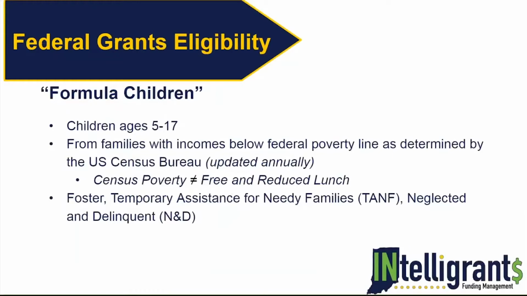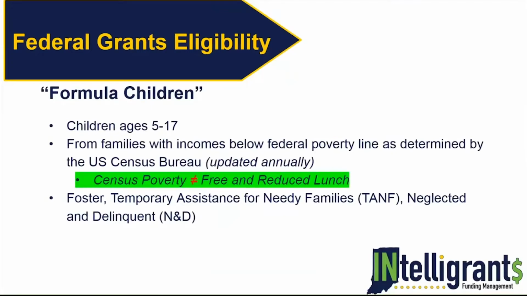Counts of formula students are the single biggest factor in determining both eligibility for a grant and the amount of the allocation itself. A formula student is defined as any child aged 5 to 17 from a family whose income rests below the federal poverty line, as determined by the U.S. Census Bureau, is a foster child, is a child who resides in an institution for orphans or neglected children, or is from a family who receives federal welfare payments through the Temporary Assistance for Needy Families Program, also referred to as TANF.